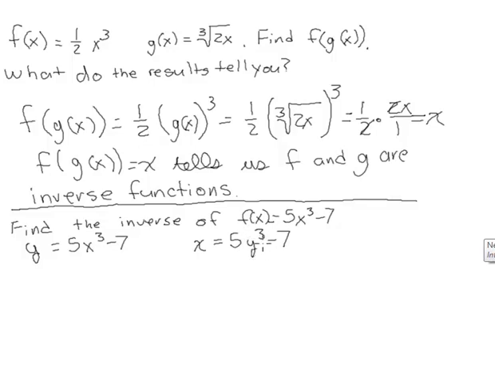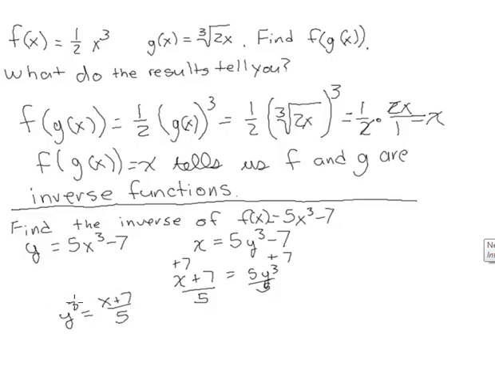Now I need to solve for y. So I need to get y by itself. The first step when you're trying to solve for a variable is to get rid of the thing that's being added or subtracted. So I've got a minus 7, I'm going to add 7. So I get x plus 7 equals 5y cubed. Trying to get y by itself, so I'll need to get rid of the 5 next. So I divide by 5. So now I have y cubed equals x plus 7 over 5.